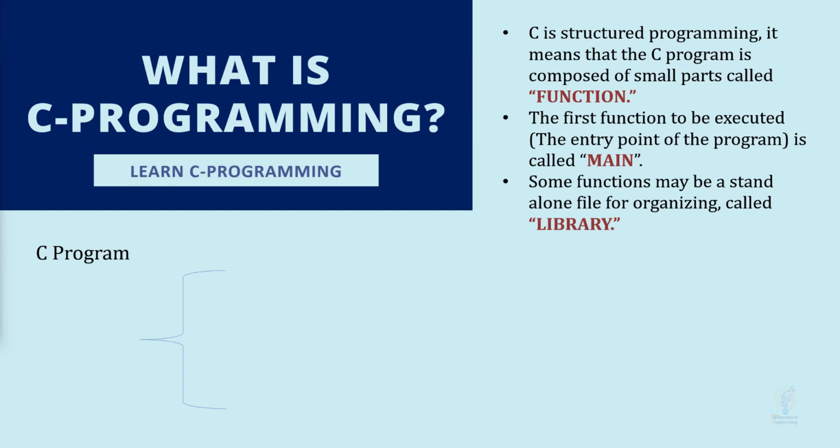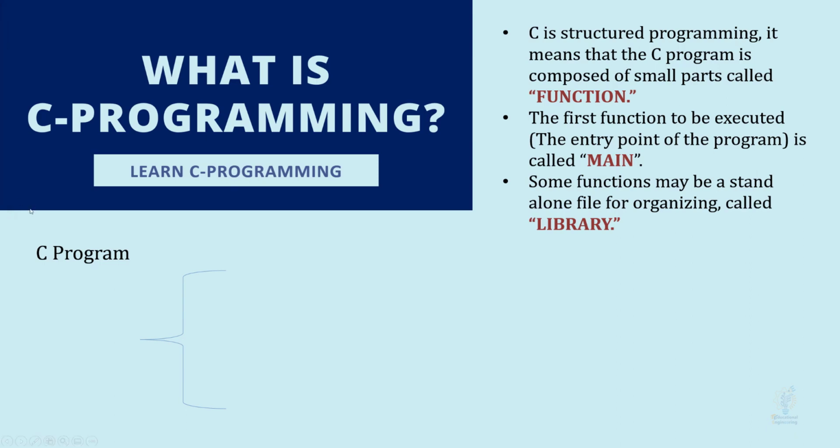What is C programming? In this new lesson, we'll talk about a C program, the basic structure of a C program, and what a C program is made from. C is structured programming. It means that the C program is composed of small parts we call functions, and you will hear the word function a lot while you are programming in C. The first function to be executed, which is the entry point of the program, is called main, which is the main function. Some functions may be in a standalone file for organizing, and these are called libraries.